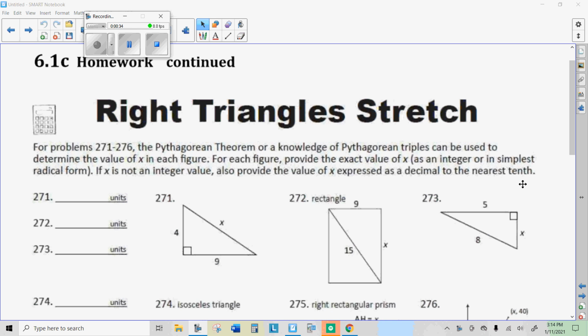272 is just a rectangle. Just know that this x right here is x, and 9 would be the two parts that make up the right angle there. And 15 is the hypotenuse on that one. Go ahead and do the first three problems.